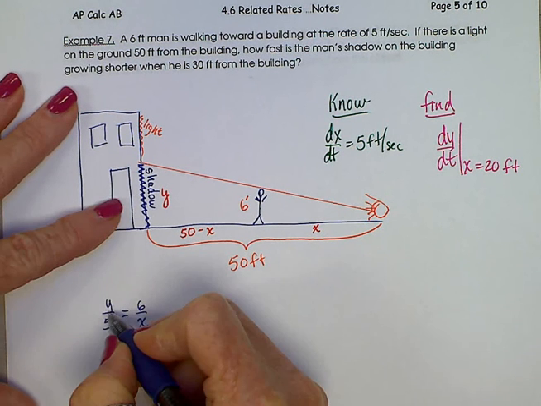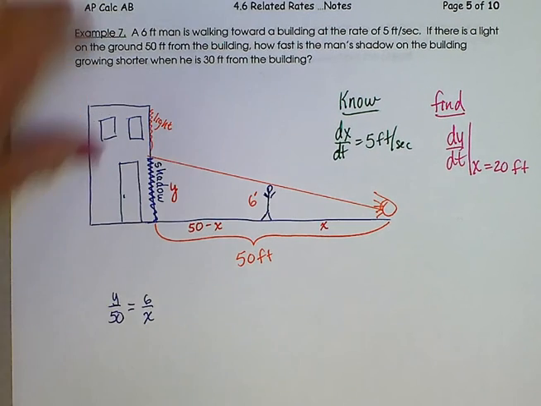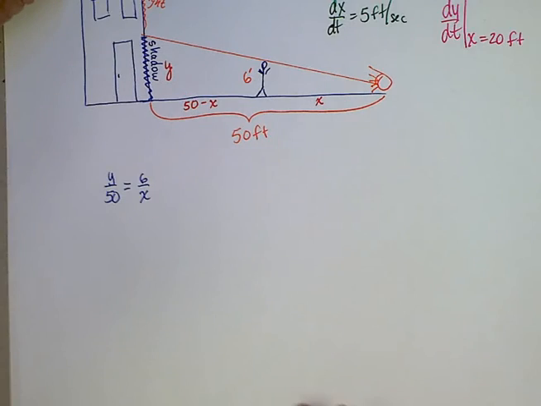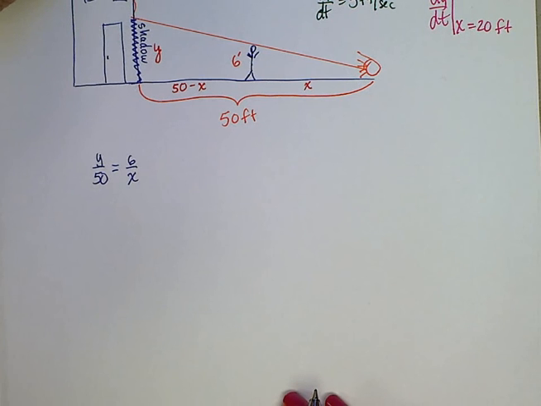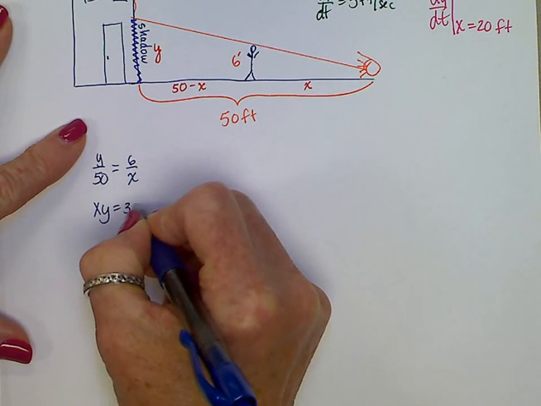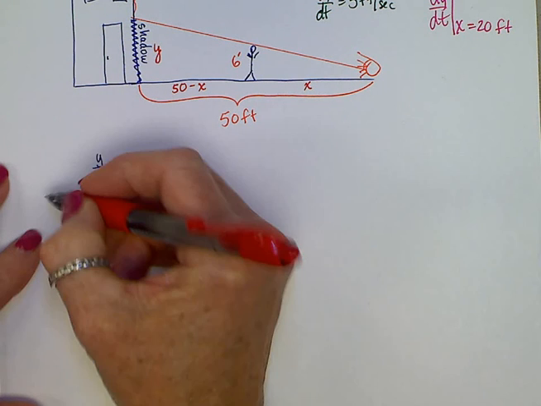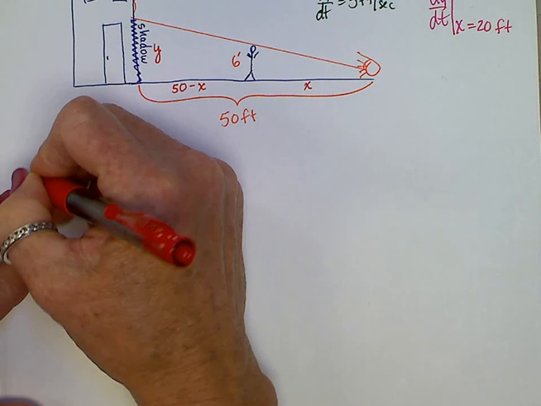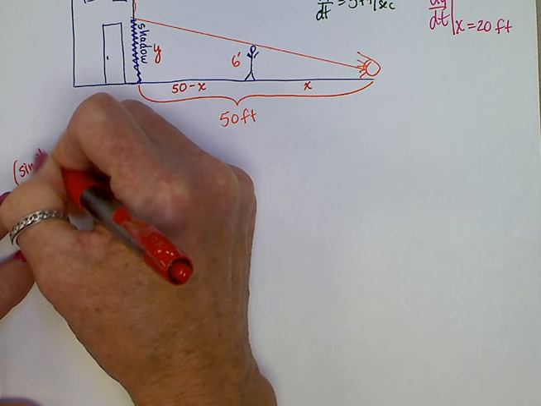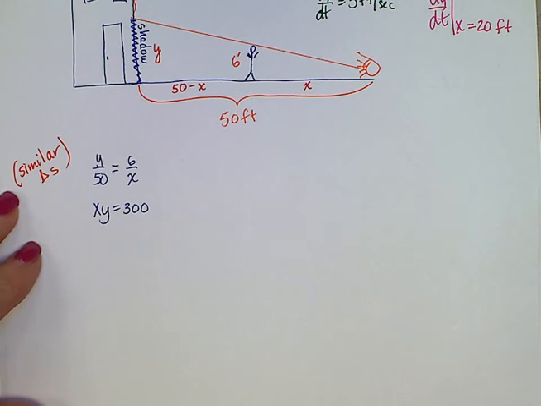And there's your equation. Before we do a derivative here, I think that it's a little bit easier if we cross multiply and get rid of these fractions. So we'll have xy is 300. Oh, and let me just jot this down here. To set this up, we used similar triangles. And now we can do a derivative.